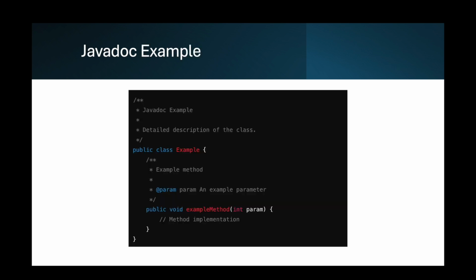Now here is an example. Inside a particular example class, which is written in Java, we have Javadoc, where a detailed description is provided. You can create the example method, and over there you can specify what parameter is required for this particular function. You can add that inside the comments, and Javadoc will extract all these comments and create documentation for you.